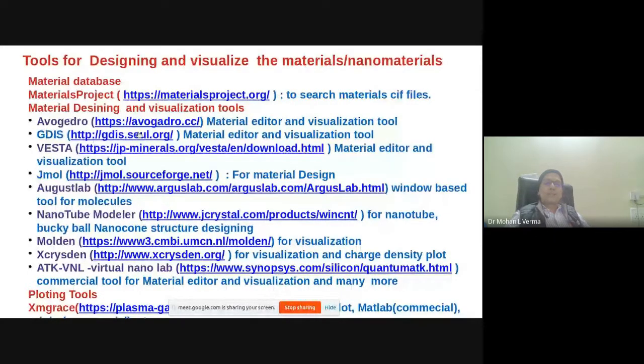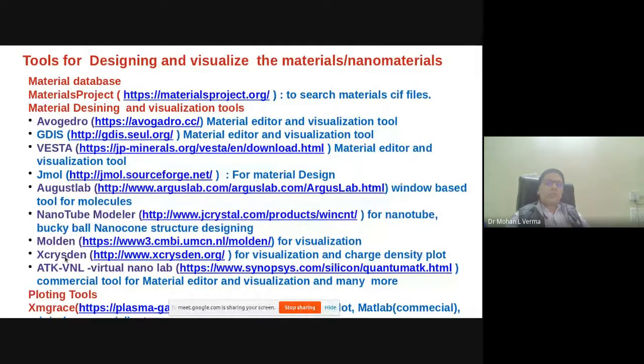GDIS, this is a command-based tool, and it is also good for materials. Vesta, JMOL, Argus Lab. For the homopolymer plot, you can use this Argus Lab. This is for biomolecules, especially polymeric materials. Nanotube Modeler: many times a student asks me, sir, how can we generate a nanotube or a nano ribbon, and I just mention this Nanotube Modeler, so you can search for it and get it. Molden is a good tool, and this is for visualization. And XCrySDen, this is to plot charge density.